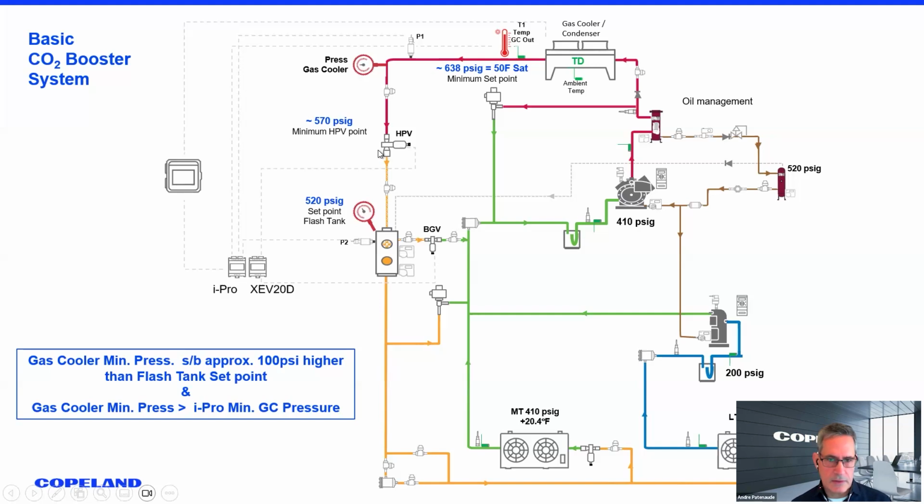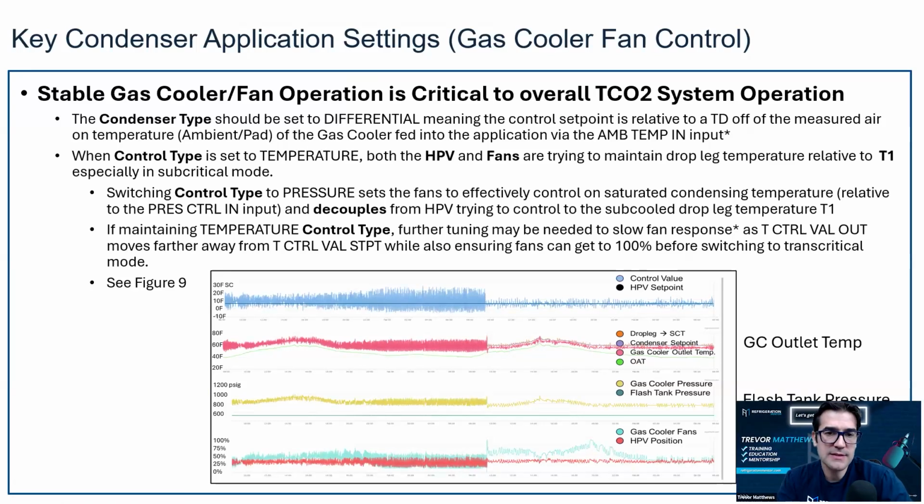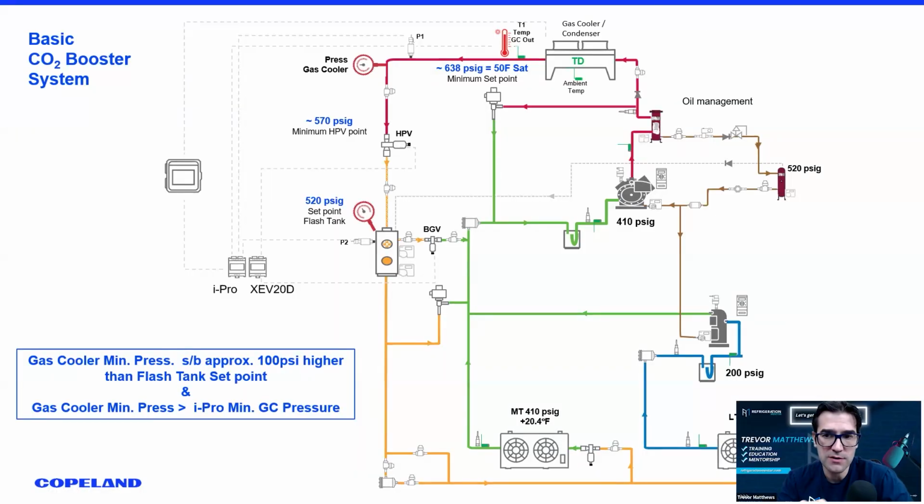So when we're setting up the gas cooler, there's something that's critical for stable operation here. Just before we keep going, Andre, back on the last slide, would that be 3 different set points? We know the flash tank set point is the receiver set point. You input that: I want to run the flash tank receiver at 520 PSI. This example could be 34 bar, doesn't matter. And then we've got the minimum set point for the gas cooler, which is 638 PSI or 50 degrees Fahrenheit saturated. Is that a set point? And then 570 PSI is another set point. So is that 3 different set points?